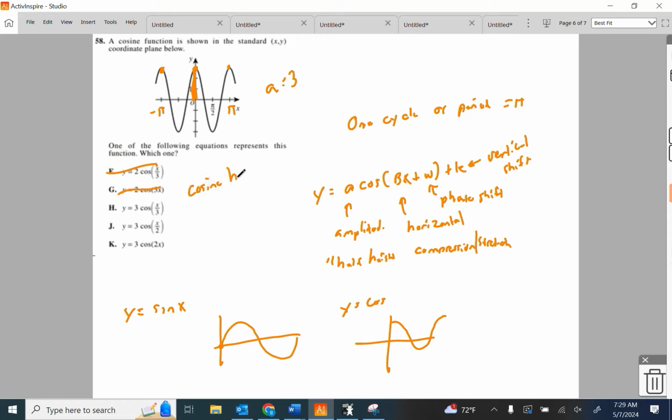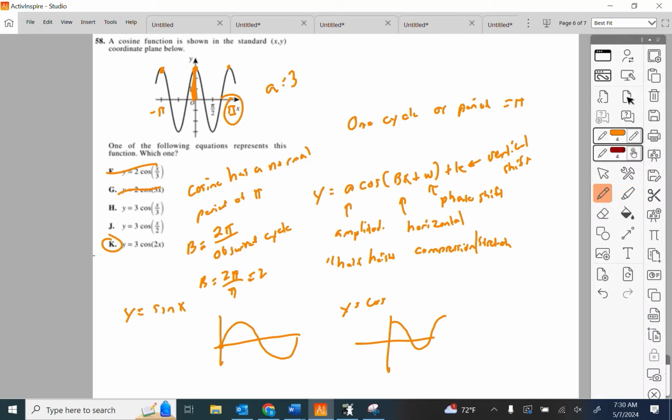Cosine has a normal period of 2 pi. So what we do is we say that B is going to be 2 pi over the observed cycle, which is pi. B is 2 pi over pi, which is 2, which is choice K. You like what you see? Take pre-calc. If you don't, don't.